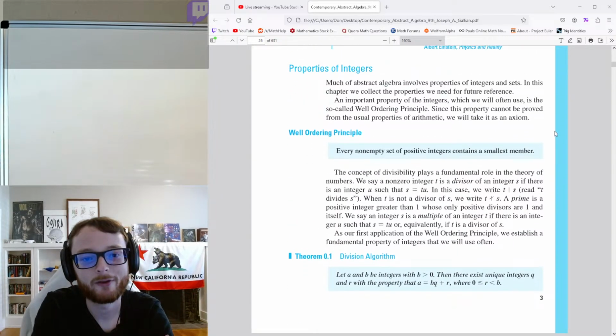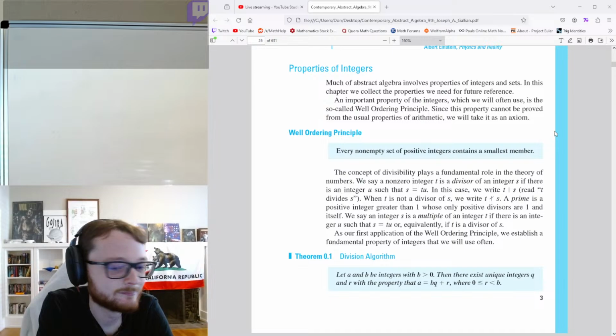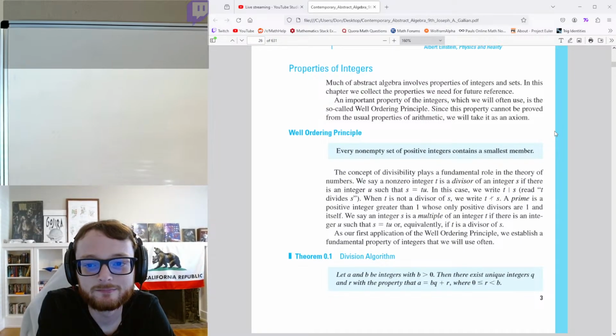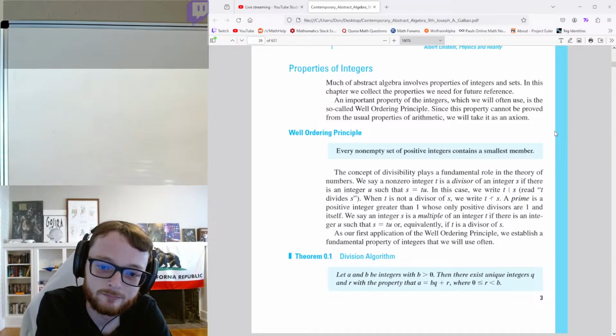All right, properties of integers. Well-ordering principle. Take it as an axiom. Every non-empty set of positive integers contains a smallest member. Okay, fair enough.